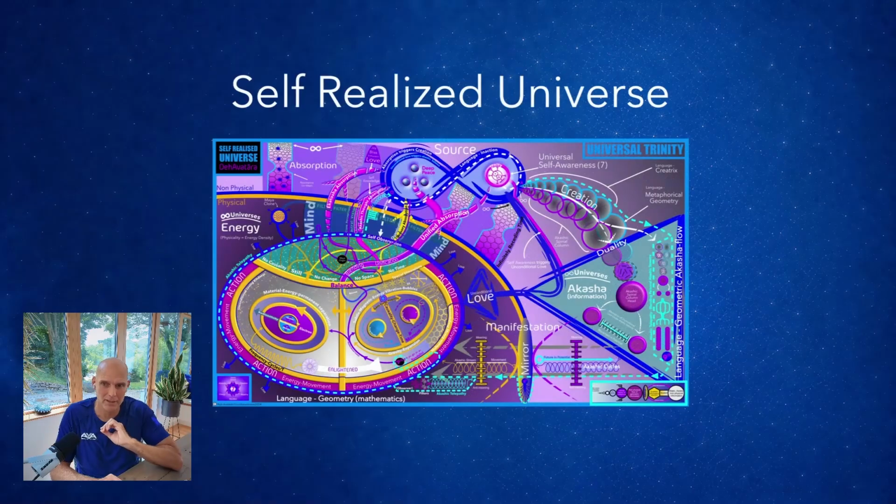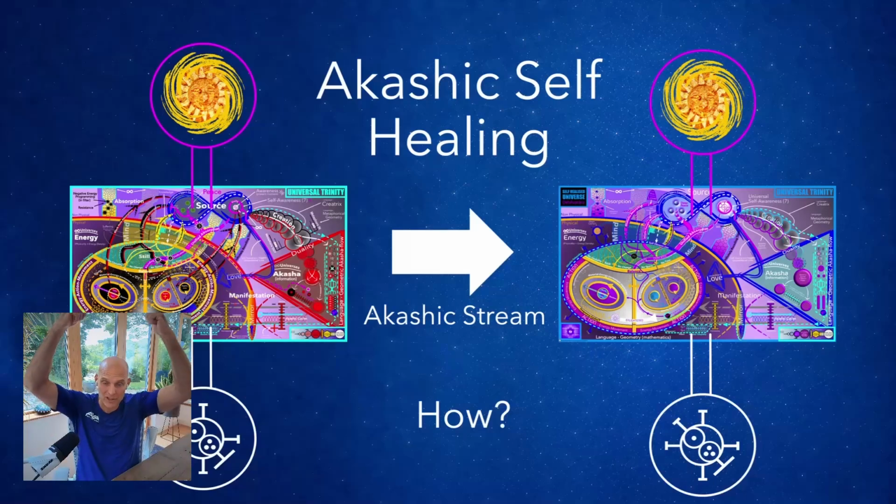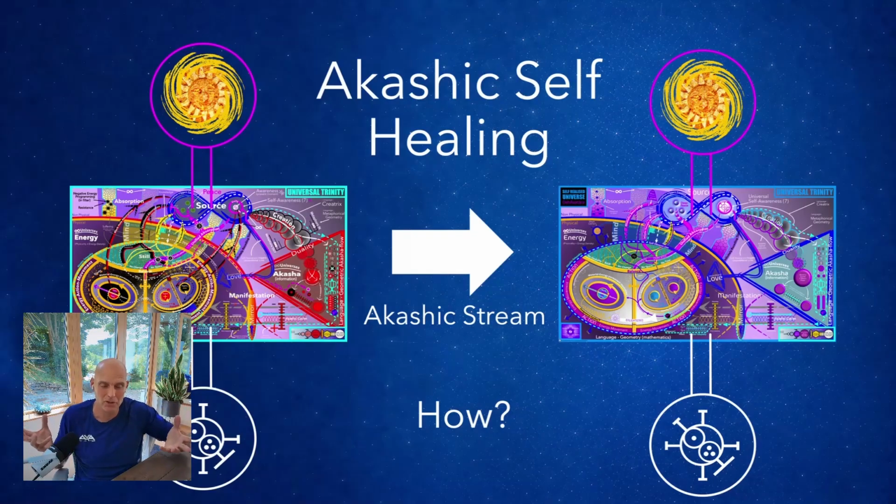This is the self-realized universe. And this has no suffering in it at all, if you remember. This is the type of language which has no suffering in it. So Akashic self-healing is this process here: going from the language of the universe in suffering to the language of the self-realized universe. And that is the Akasha which is coming down from your ninth chakra. That's what we're talking about here. And everything that's coming down from your ninth chakra is what controls everything that you're doing, everything that you're experiencing, everything you're feeling.